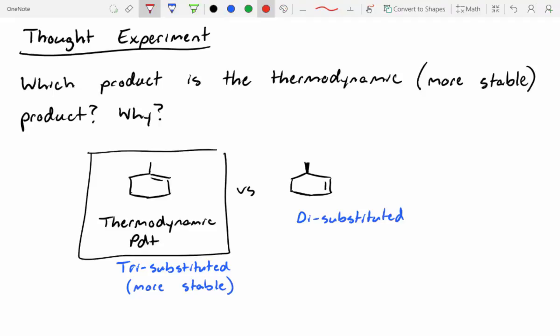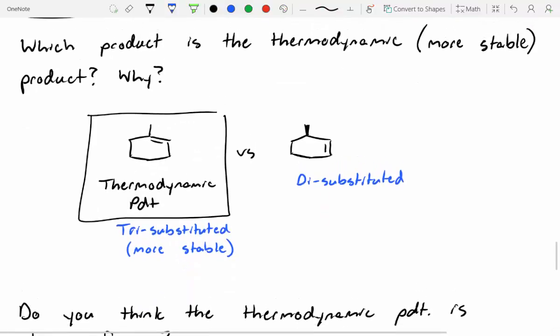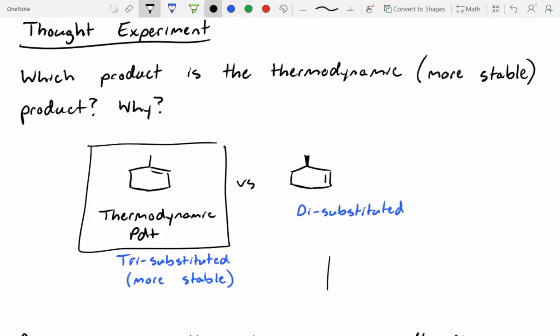So let's actually draw a little reaction coordinate diagram over here. Really all we're doing is comparing this drop in energy. Your thermodynamic product results in the more stable product.